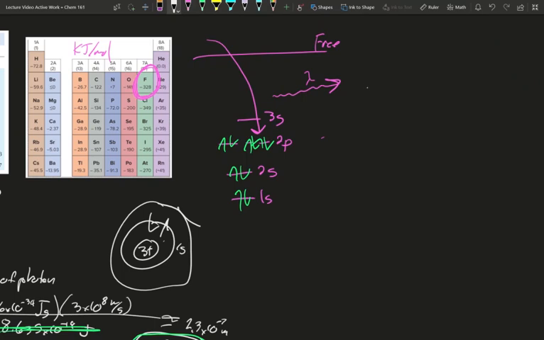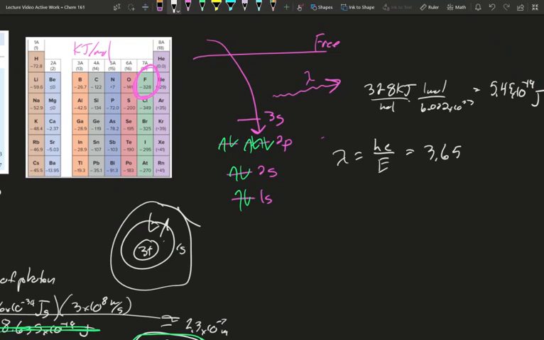Well, if you're back, we have 328 kilojoules per mole. And again, 1 mole, 6.022 times 10 to the 23. How much energy is given off per electron? We'll find that it is 5.45 times 10 to the minus 19 joules. Went ahead and converted us to joules here. Let me find the energy that's given off for it. Well, lambda's going to equal Hc over energy again. 3.65 times 10 to the minus 7 meters, or 365 nanometers.